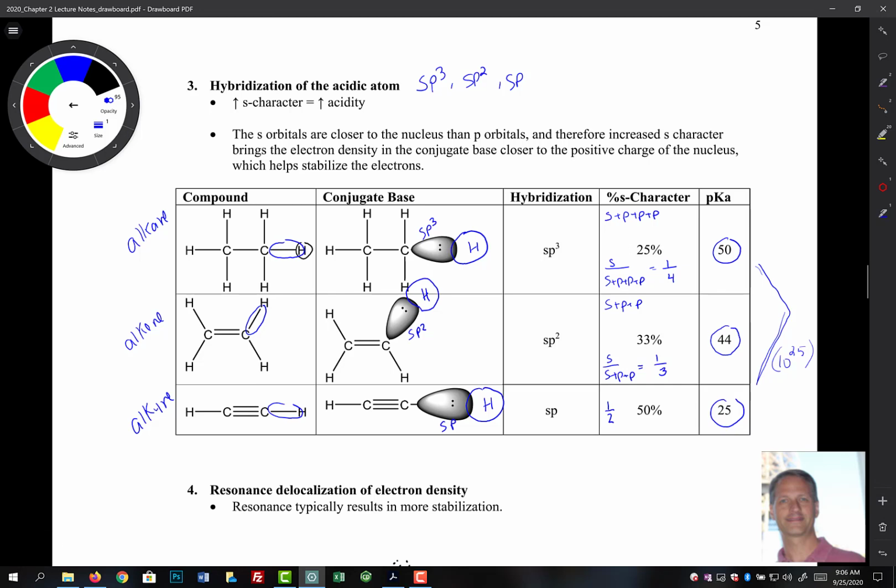So this is a good trend to remember: an increase in s character increases acidity. It just helps us not have to memorize so much. The idea here is that the s orbital is closer to the nucleus than the p orbitals. Therefore, an increase in that s character brings those electrons closer to the positive charge of the nucleus, the carbon there. That helps stabilize the electrons, because the positive charge is where the protons are.